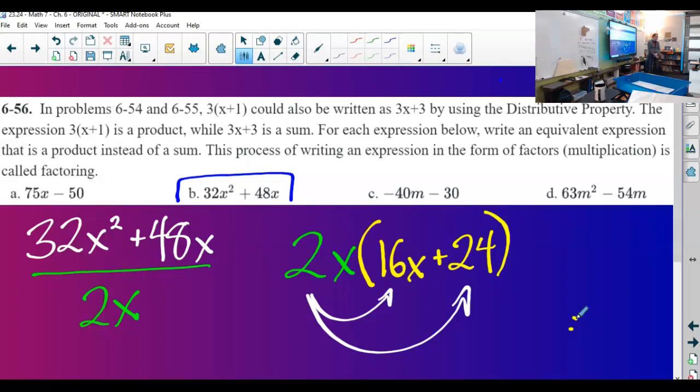Try C on your own. Negative 40M, negative 30. Ooh, they're both negative.